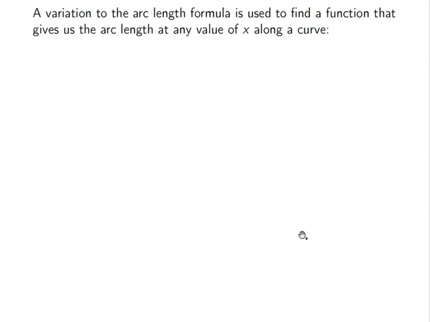A variation of the arc length formula is used to find the arc length function. Basically, instead of bounding from A to B, I would bound from A to, let's say, T, some other variable. So that when I plug in that variable and do my calculations, I come up with a function that I can then use to find the length of my curve at any point I choose.